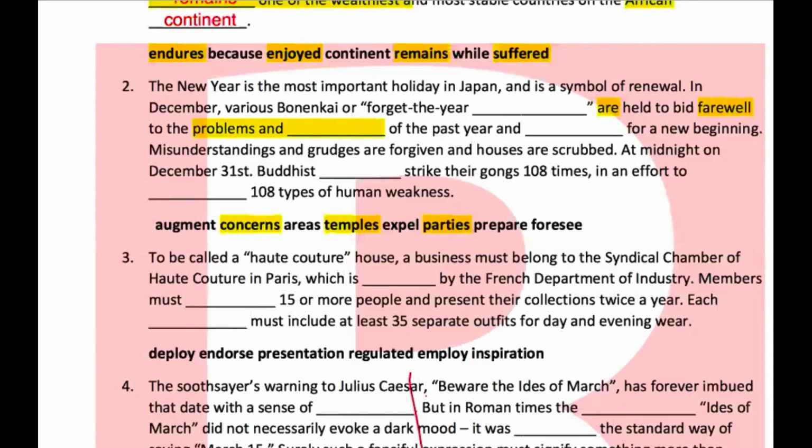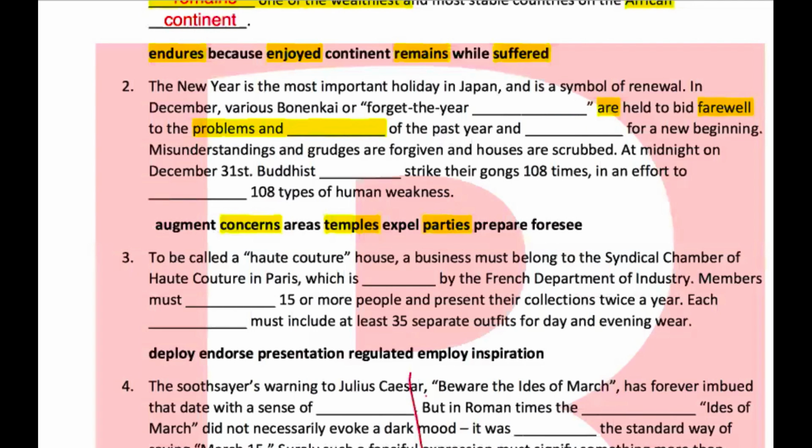For this question, if you remember our last class about parallelism, I told you that parallelism says the words on either side of the linking word should be in the same grammatical form. So if the word before and is problems, then the word after and should also be a plural word. And again, we have only 2 words left which are plural, temples and concerns. So temples would not make any sense, and that's why it has to be concerns of the past year.